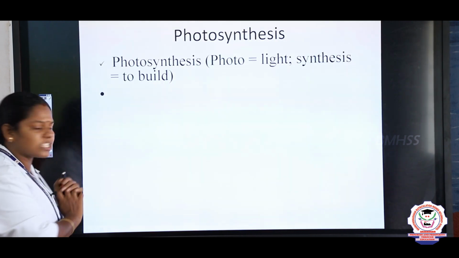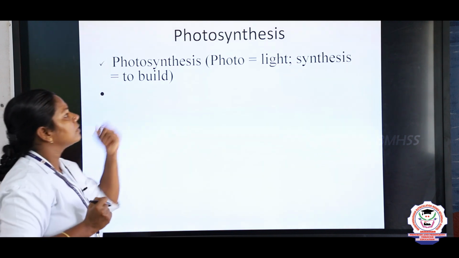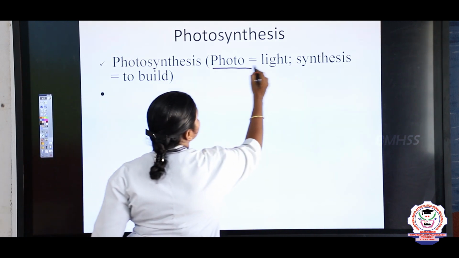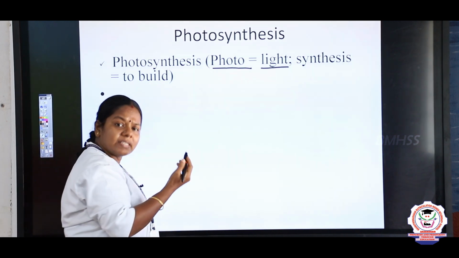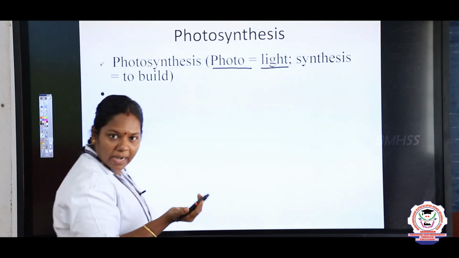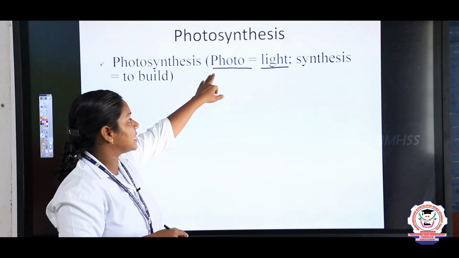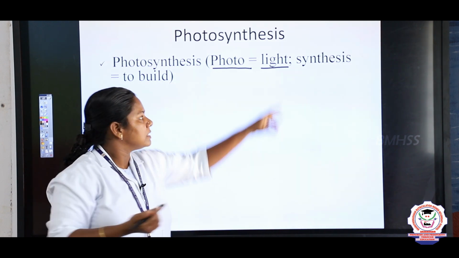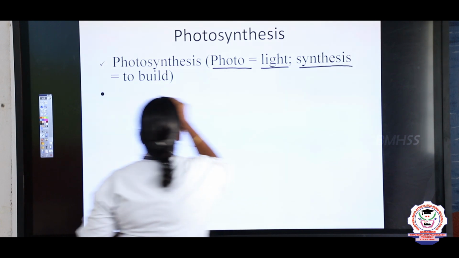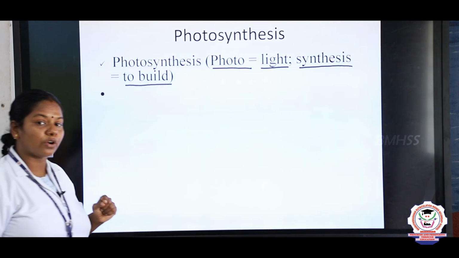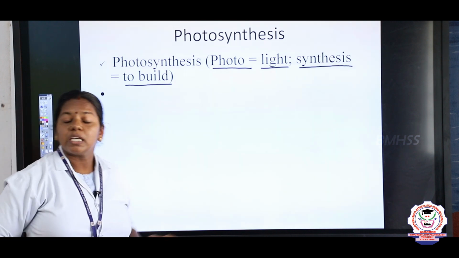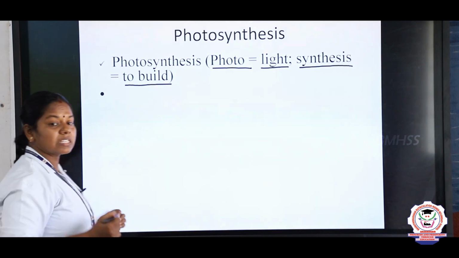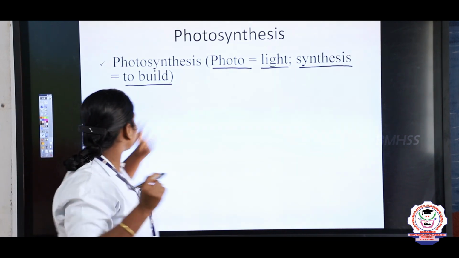So what is photosynthesis, children? Why is it given the name photosynthesis? Photo means light. Since the plant prepares its food, what is the light? Yes, sunlight. Since the plant prepares its food with the help of sunlight, we call it photo. And synthesis means to build or to form, right? Now we are going to study the overall equation of photosynthesis. A very important question, children. It is also a book back question.